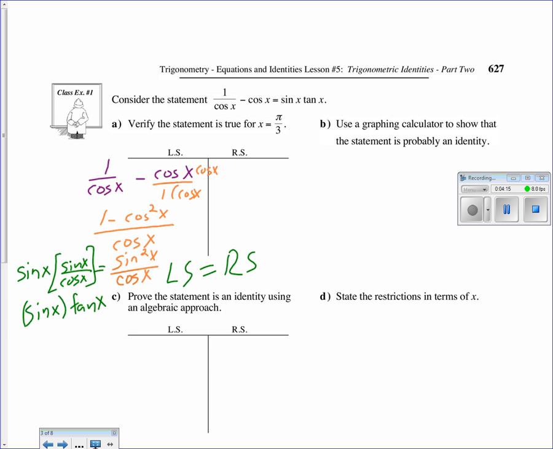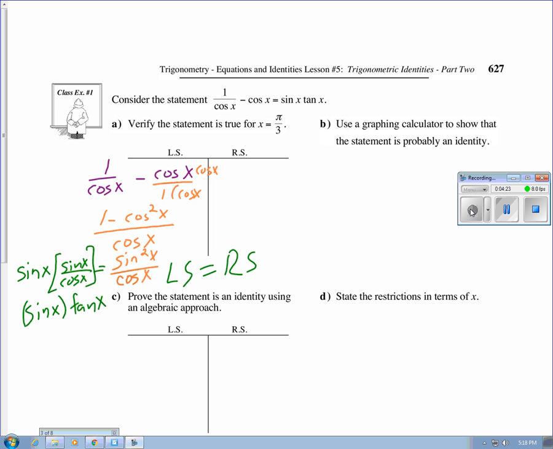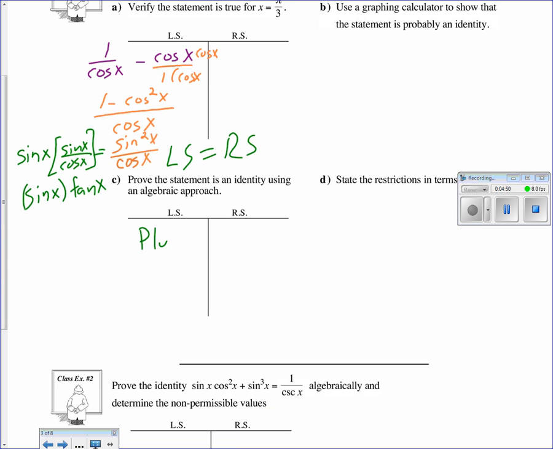You can graph it if you want. You can plug and play for pi over 3. See if that works. Sorry, I was so excited to prove the identity. I actually did the C part first, so I applied our identity applications already. You can plug in pi over 3 and make sure that what comes out of the left-hand side is equal to what comes out of the right-hand side. I'll leave that for you to try out. So plug and play pi over 3.